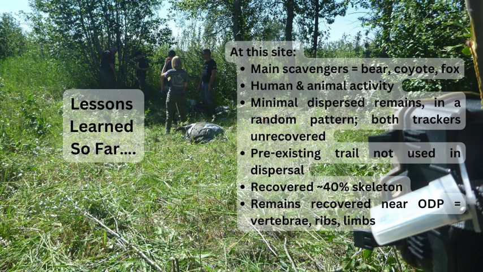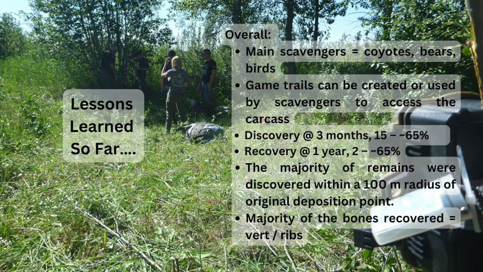The pre-existing trail that we observed did not seem to be used in the dispersal of the remains. We recovered about 40% of the skeleton, and the remains we recovered nearest the original deposition point were vertebrae, ribs, and limbs. What have we learned overall across all our sites?